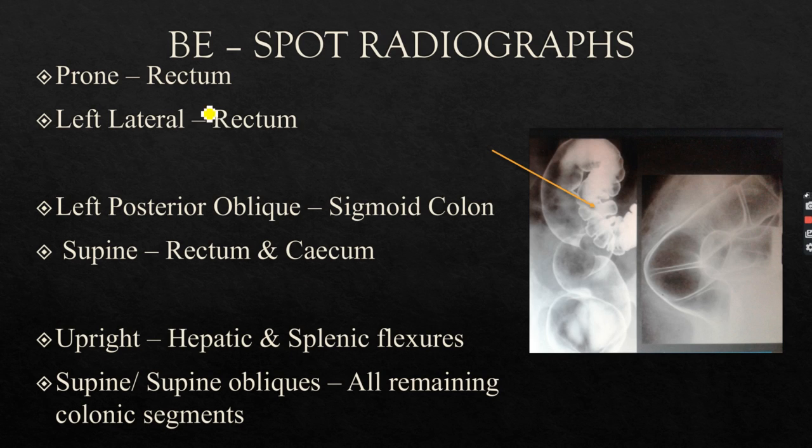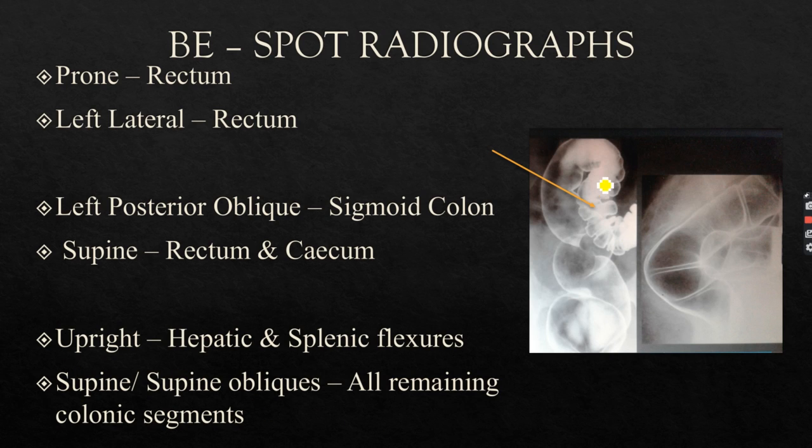Now these are the spot radiographs we are supposed to take. This is probably the last or second last slide. In the prone position, the rectum is better visualized, and in left lateral position, the rectum is better visualized. For sigmoid colon, left posterior oblique position. For rectum and cecum, supine position is fine. For hepatic and splenic flexure lesions, the upright position is good, and the remaining colonic segments can be better visualized in supine or supine oblique position.